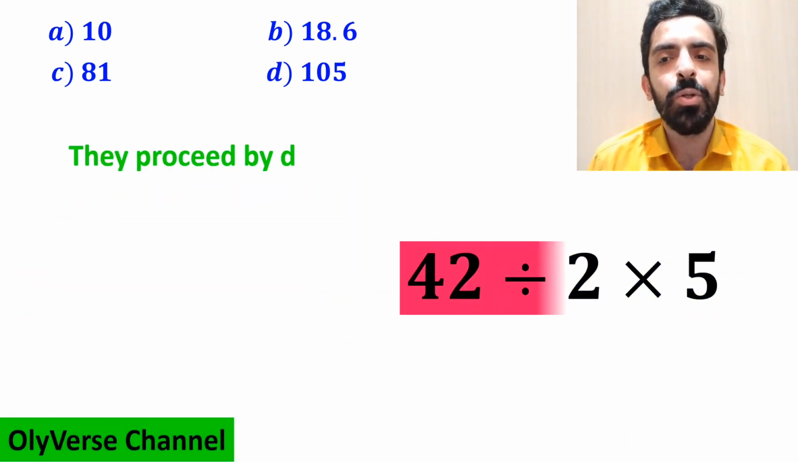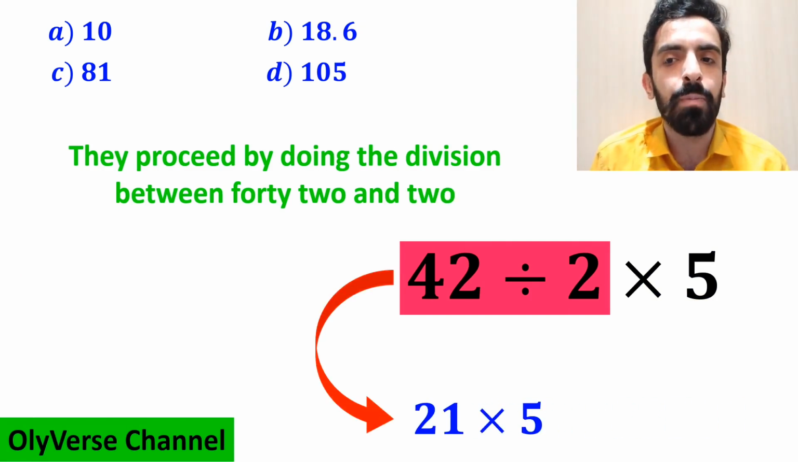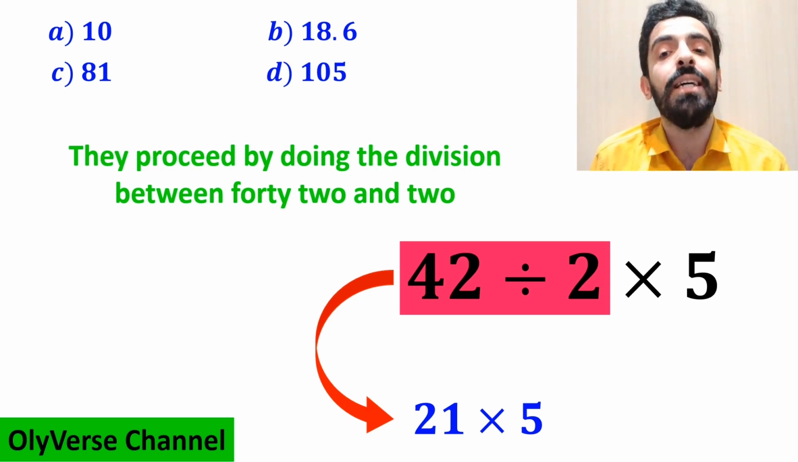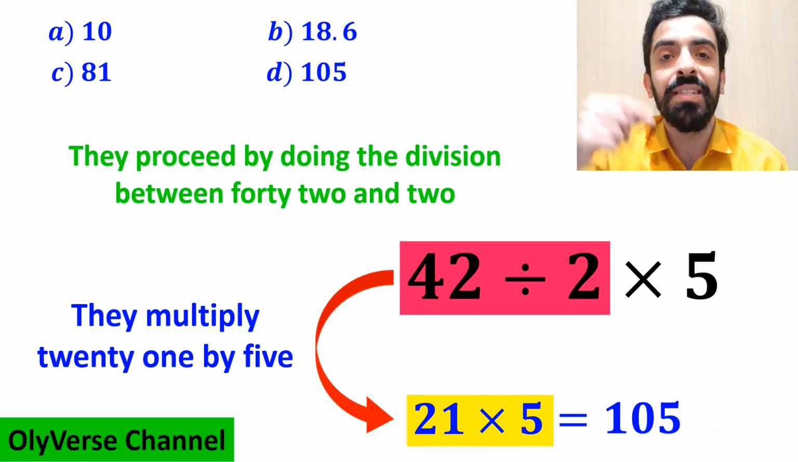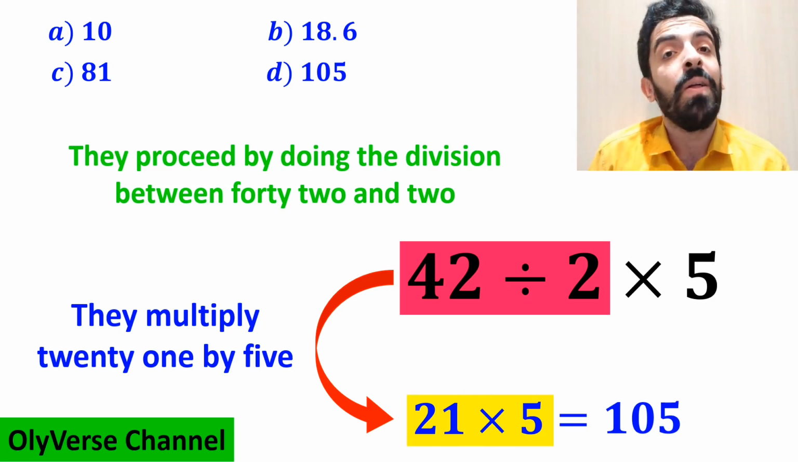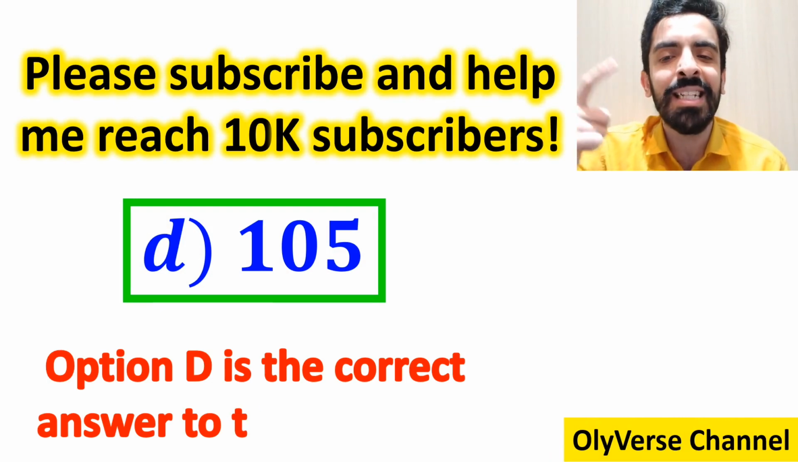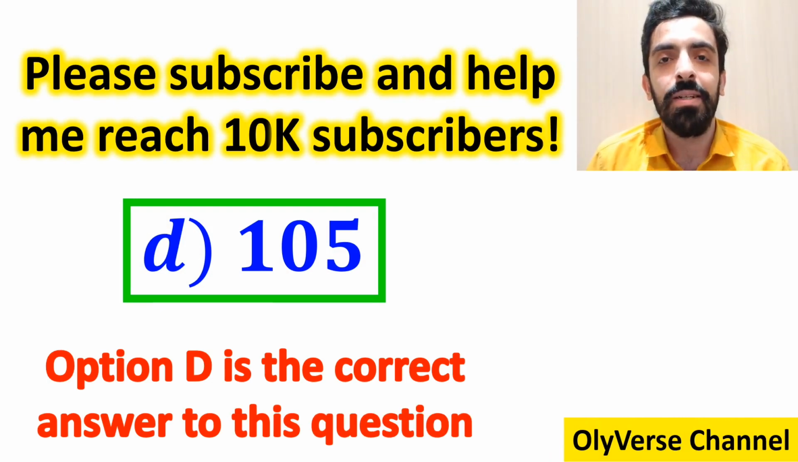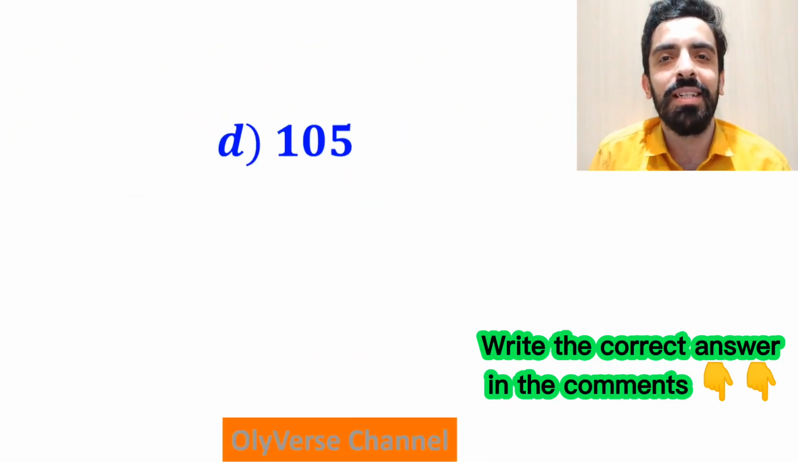Then they proceed by doing the division between 42 and 2, which gives them 21 multiplied by 5. And finally, they multiply 21 by 5, which ends up with the answer 105. Then, without any hesitation, they quickly say that option D is the correct answer to this question. However, this answer is absolutely wrong.